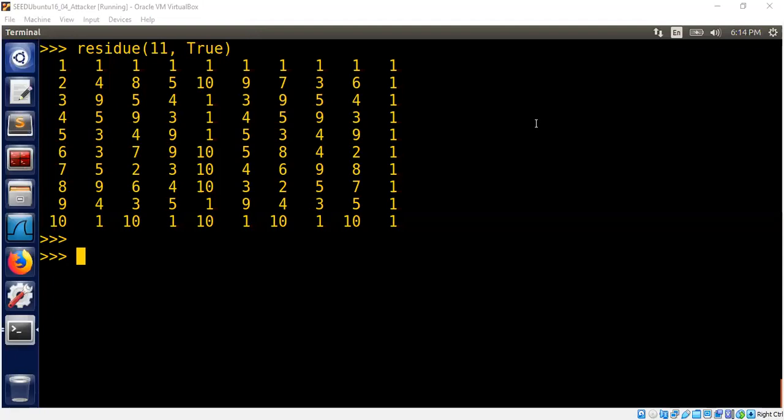Hello, welcome back. In this segment, I want to introduce you to the concept of generator. For example, take this group Z star 11 that we have been playing with. This first row is 1 power 1, 1 power 2, 1 power 3, and so on until 1 power 10.